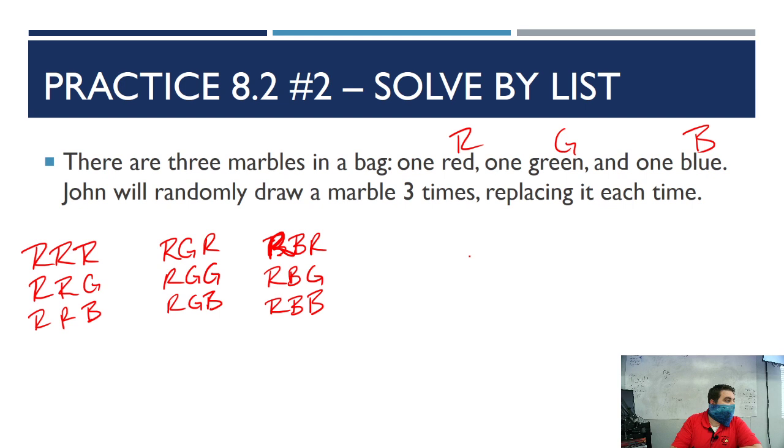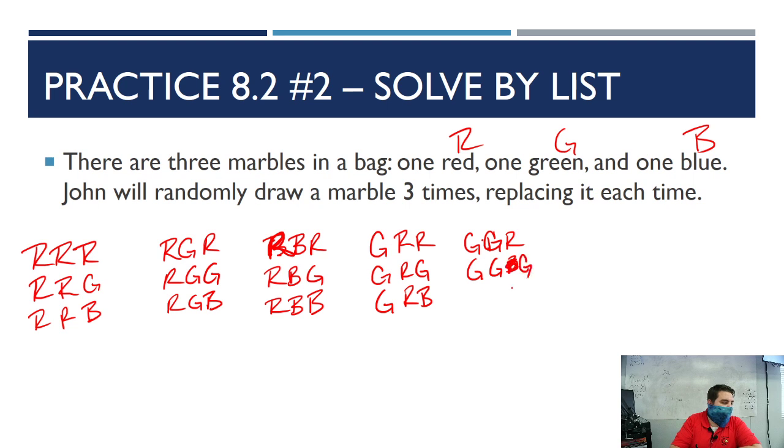Okay, moving on. All right, so what if the first one's green? Well, we could have green, red, red. We could have green, red, green. We could have green, red, blue. We could have green, green, red. We could have green, green, blue. Nope, one should be green. We have green, green, blue.